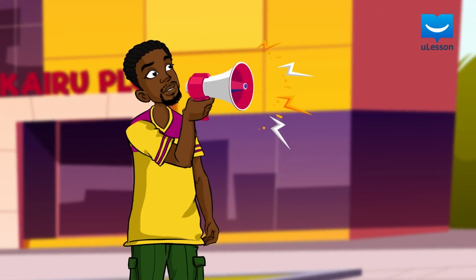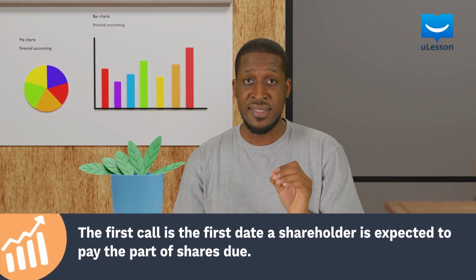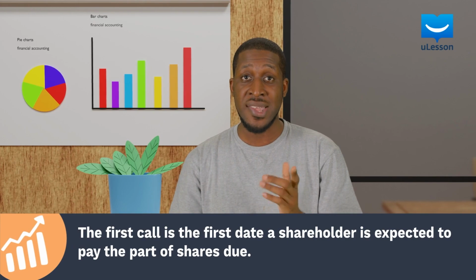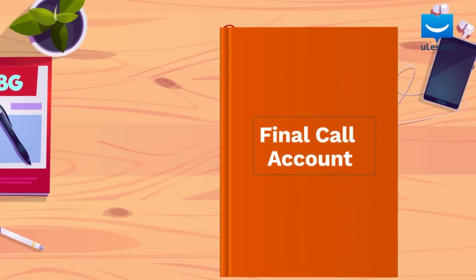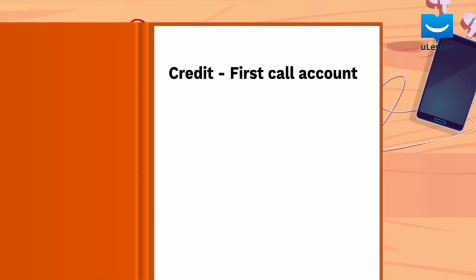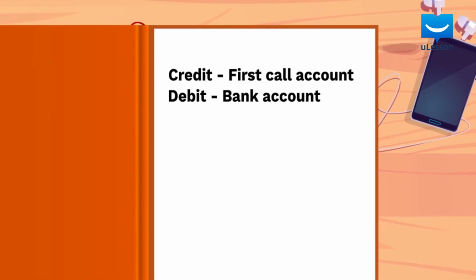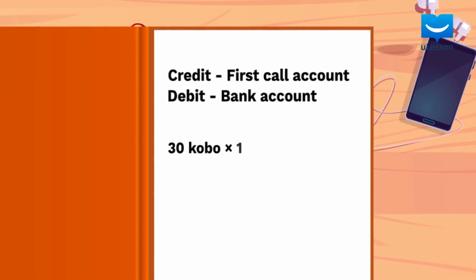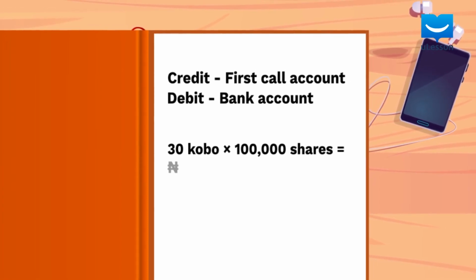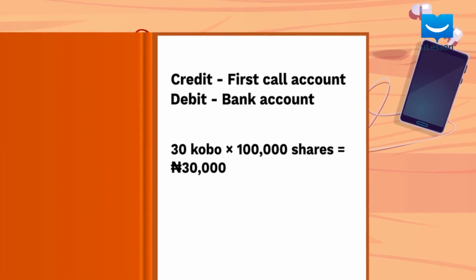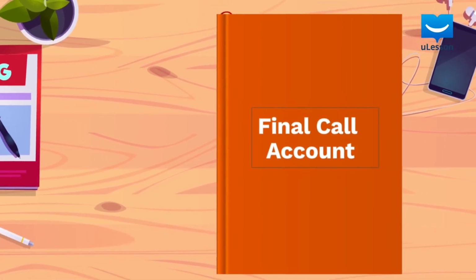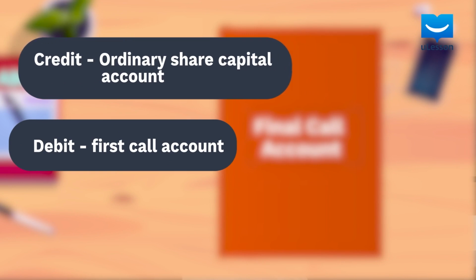After a while, Cairo PLC made the first call. Now, the first call is the first date a shareholder is expected to pay the part of shares dues. A temporal first call account is created to account that money has been paid in full by crediting the account and debiting the bank account. The value of money would be 30 kobo multiplied by 100,000 shares. This is equal to 30,000 naira. However, to close off the call account, the value is transferred to the ordinary share capital by debiting the call account and crediting the ordinary share capital account.